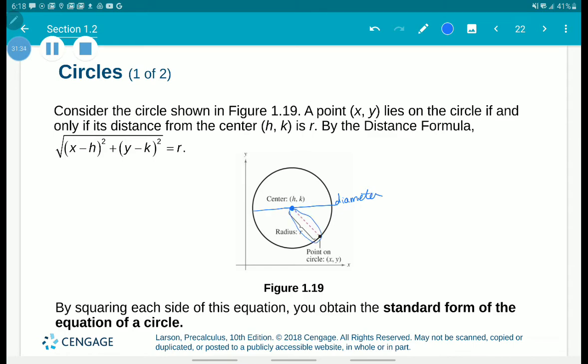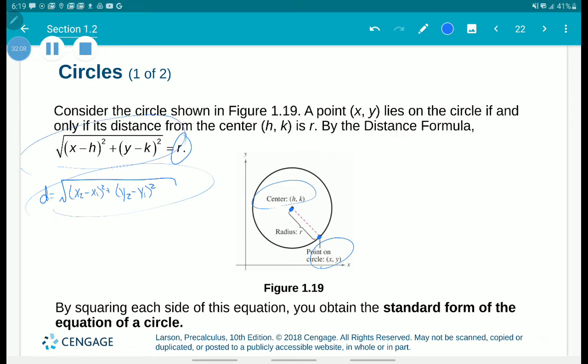So we could talk about the radius here. If we knew the center and we knew a point on the graph, so let me erase this, so we know the center is here at the point (h, k), and we knew another point on the graph here, then to find the radius, we could use the distance formula. Remember, distance is the square root of (x2 minus x1) squared plus (y2 minus y1) squared. So if we're looking for that radius, we could apply that distance formula just by using that point (x, y) and that center (h, k).